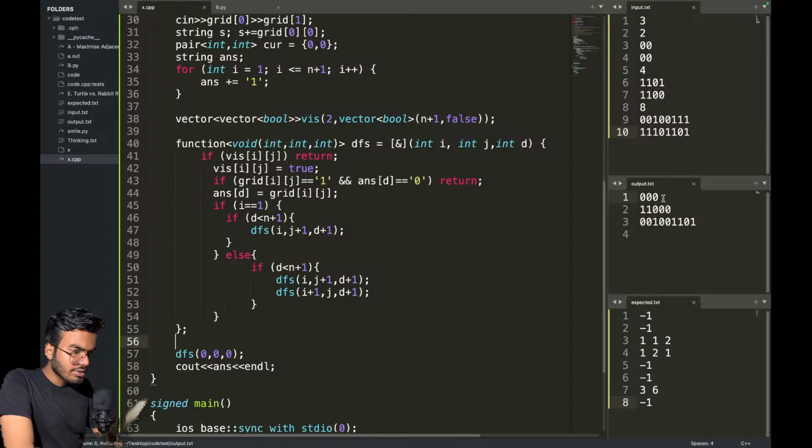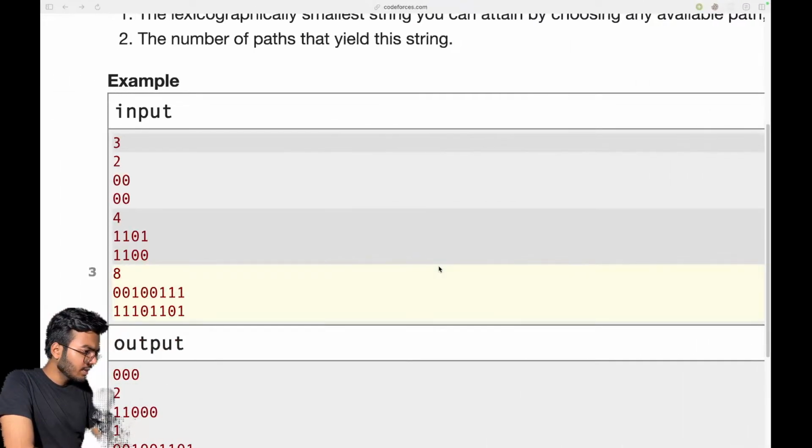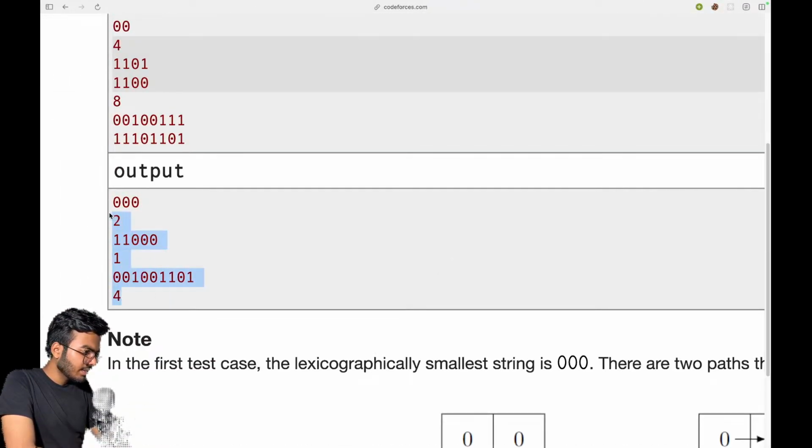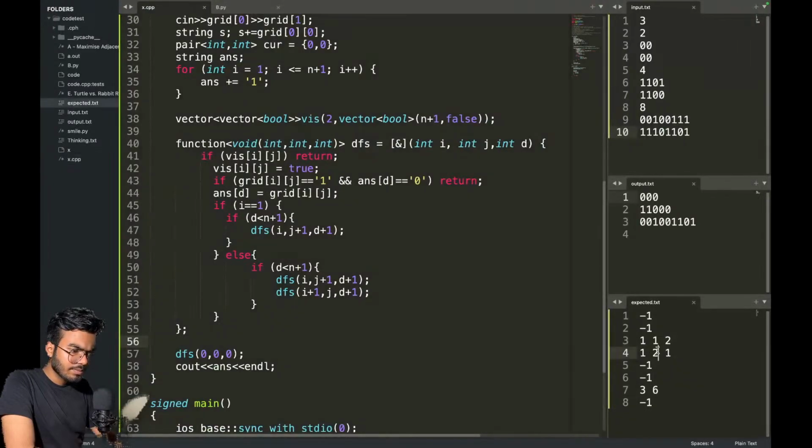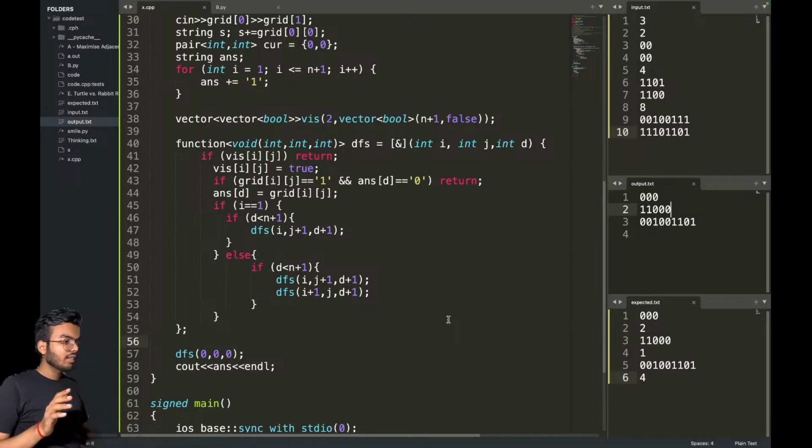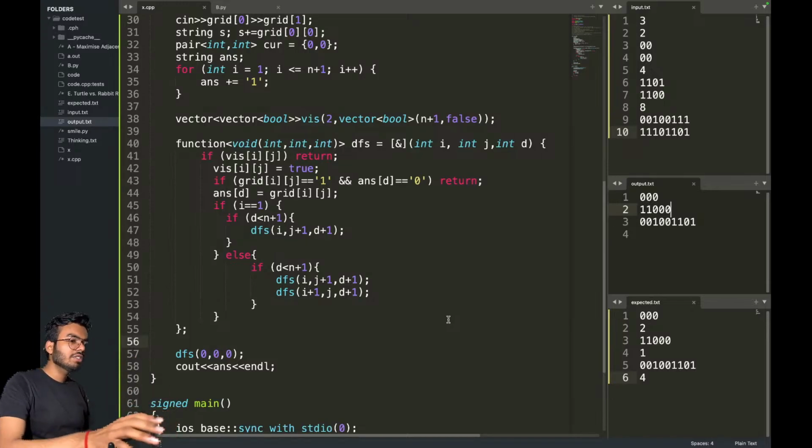Okay, so I'm getting 0 0 0. What were the answers? At least I should get the correct answers now. So I have a 0 0 0, then I have 1 1 0 0 0, that is correct. Then 0 0 1 0 0 1 1 0 1, yeah. So at least I have the answer now. So we have the answer string, we just need to count the number of ways to reach this answer.